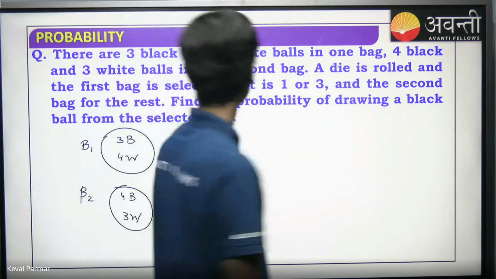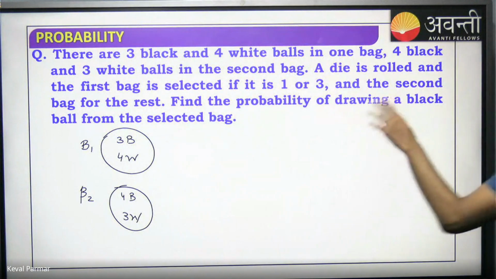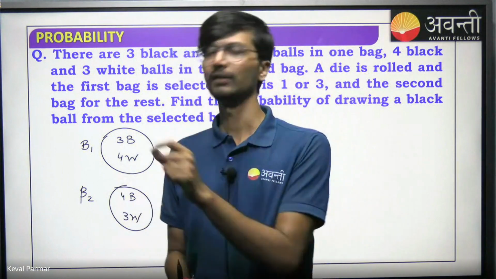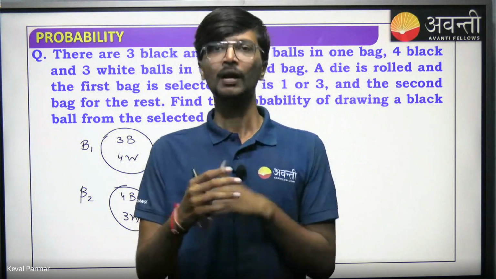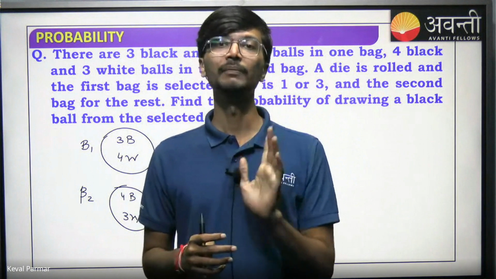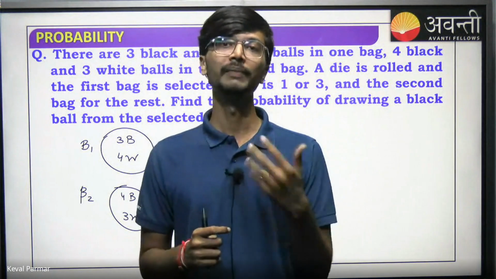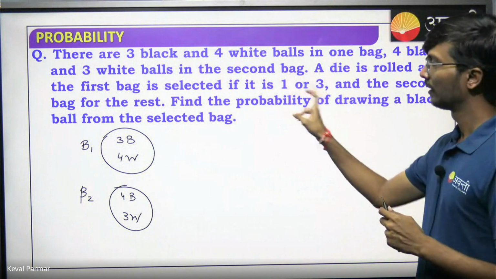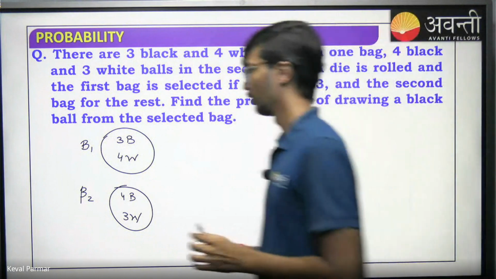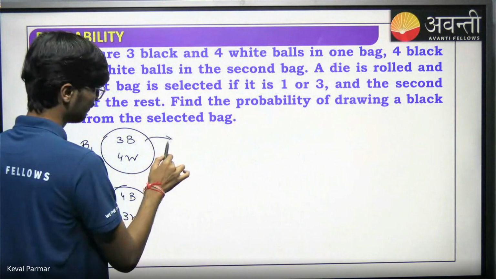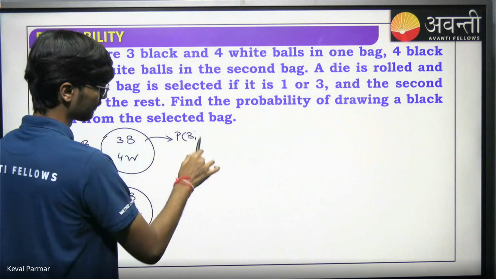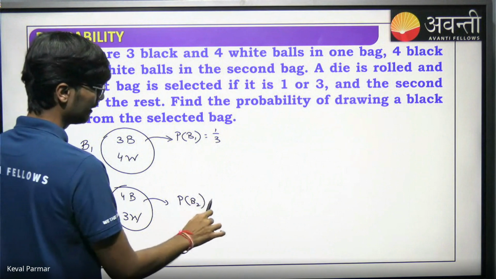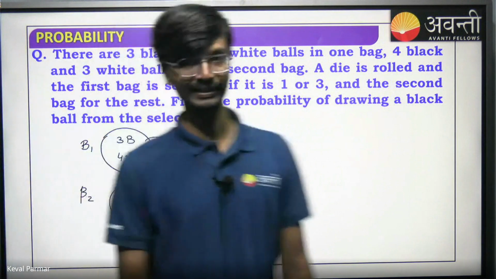A die is rolled and the first bag is selected if it is 1 or 3. What is meant by this? That if on a die I get either 1 or 3, I will select the first bag. So the probability of selecting the first bag will be 2 by 6, right? Why 2 by 6? Because either I can get 1 or I can get 3. So the probability of bag 1 getting selected is 1 by 3. What will be the probability of bag 2 being selected? It will be 2 by 3. I hope it is clear.